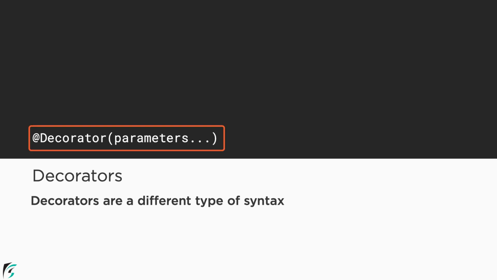Next we have decorators. Decorators are a very different type of syntax, and each decorator has its own different list of parameters. The basic syntax looks like this. You have one @ symbol and then the name of the decorator followed by the parameters inside the parentheses. This looks a bit like a function, but since they are quite different, it becomes confusing at times.